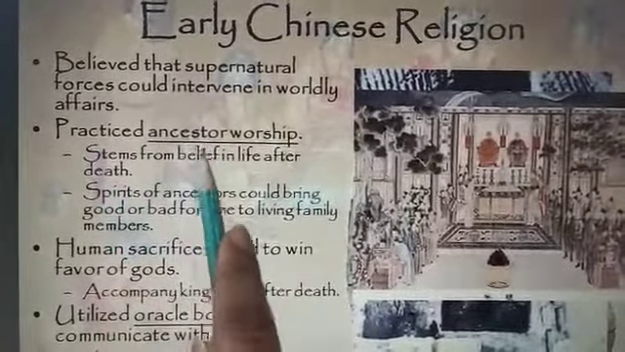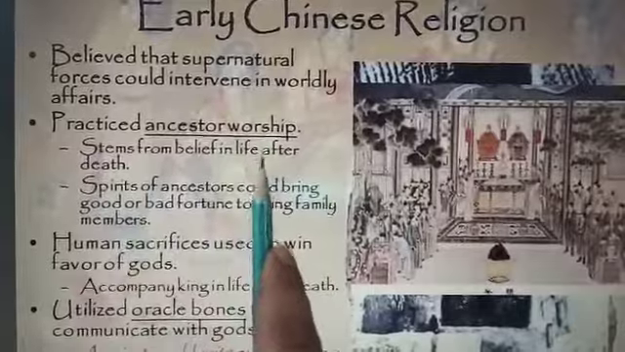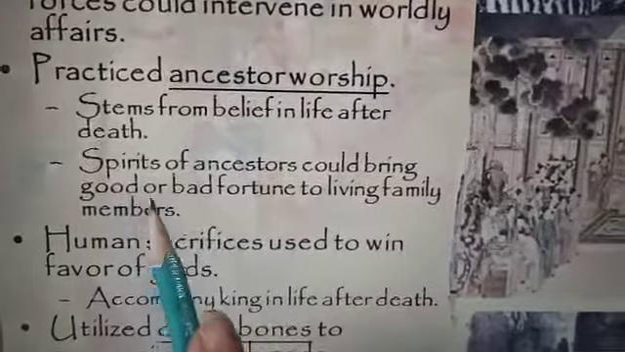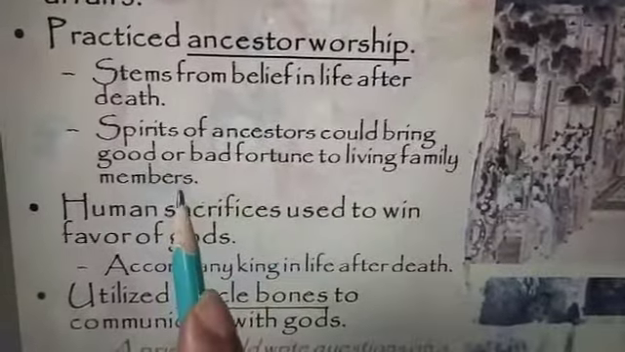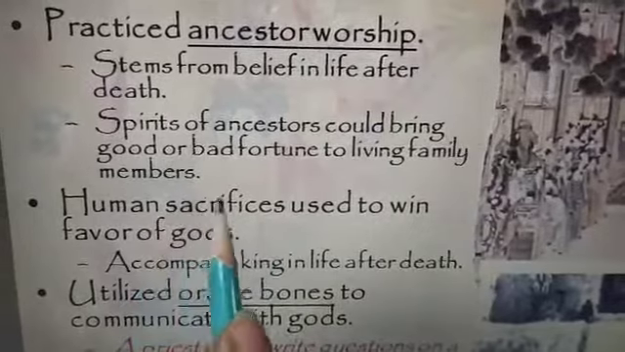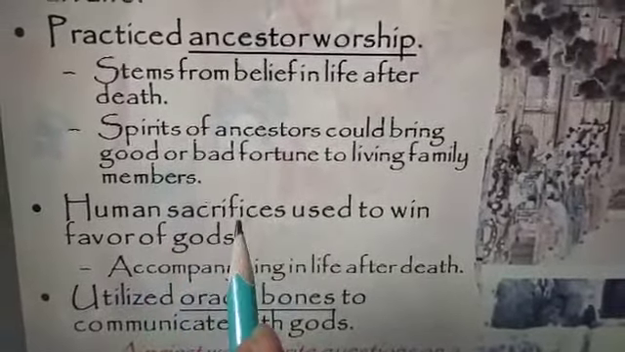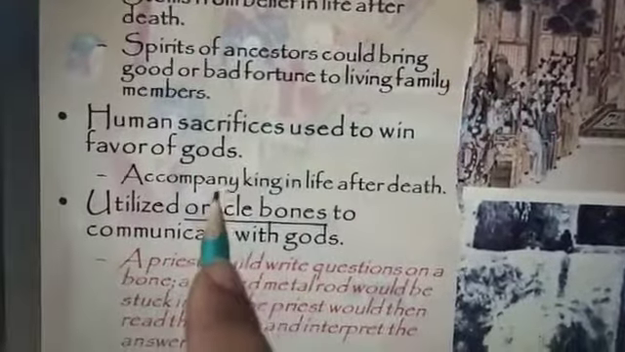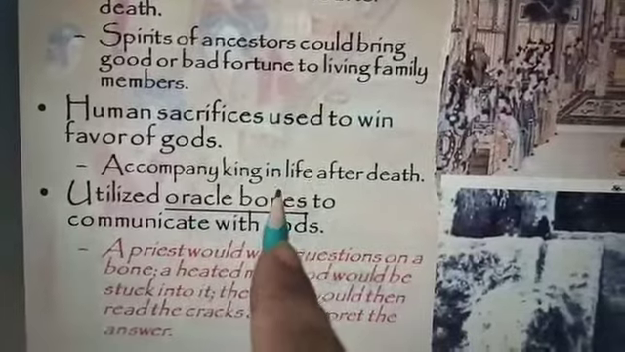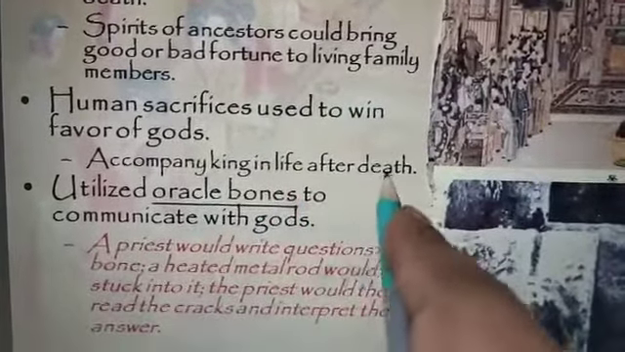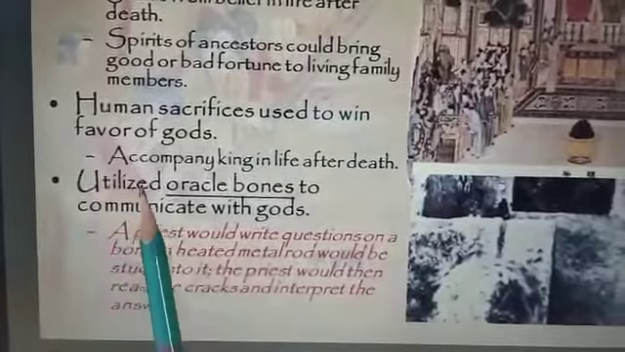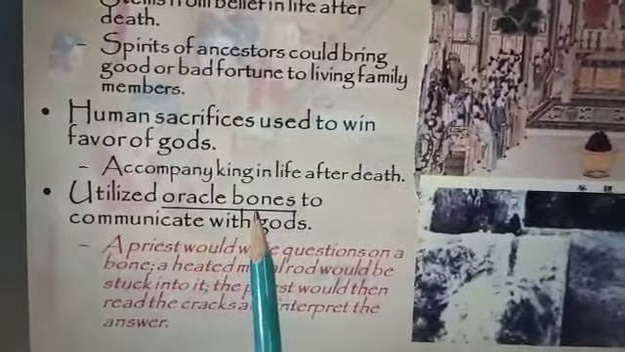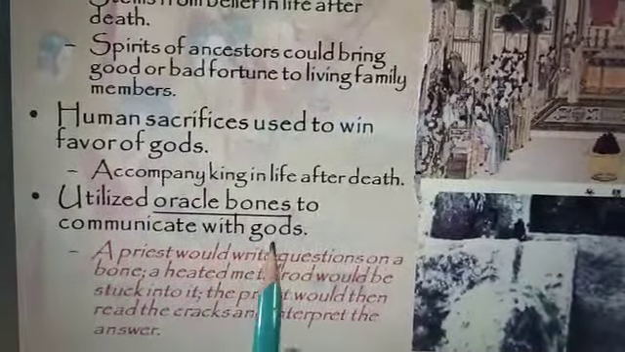They practiced ancestor worship. They believed in life after death. Spirits of ancestors could bring good or bad fortune to living family members. Sometimes they also used to perform human sacrifices, which no longer exist now. A company was there to accompany the king after death. Very important, oracle bones were used to communicate with gods.